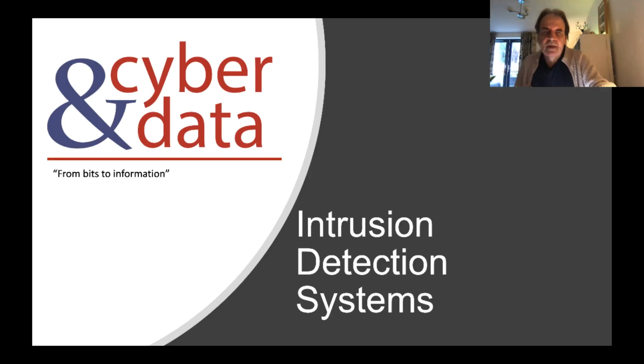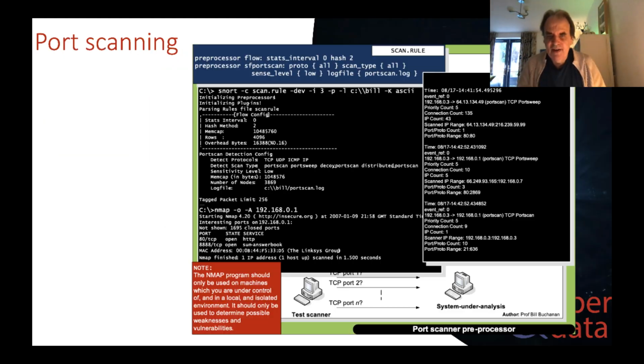Okay, so we can detect a whole range of things. The preprocessor rules are useful for things like detecting port scanning. So this is an example here of us using Nmap to be able to scan across a network and then setting up a preprocessor rule. And we see here that this is snort detecting that scanning on our network, and it goes into a file called portscan.log.